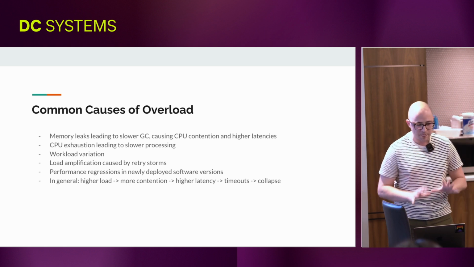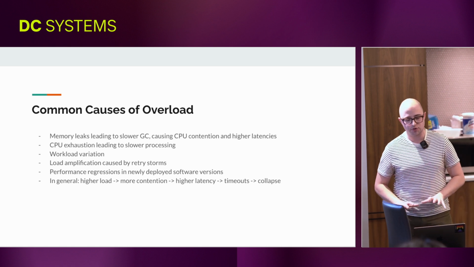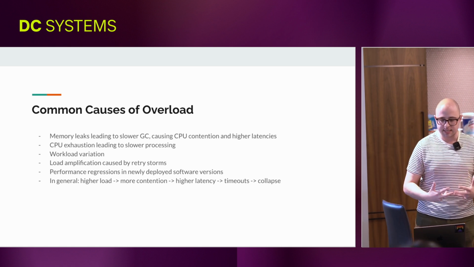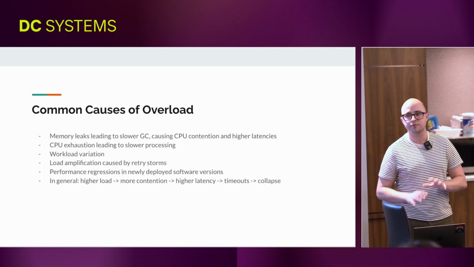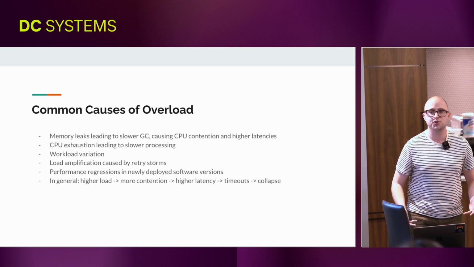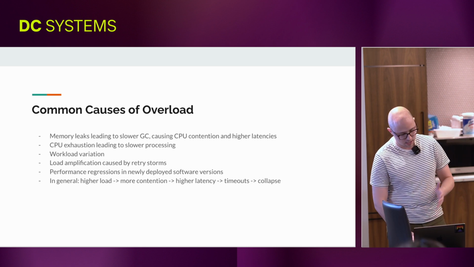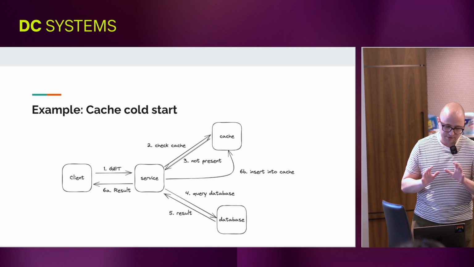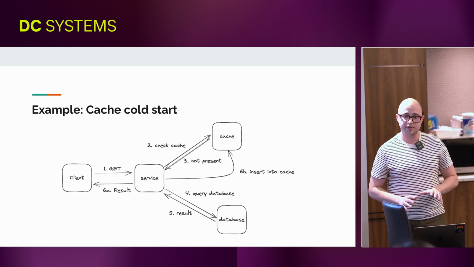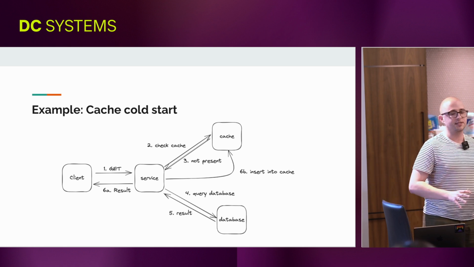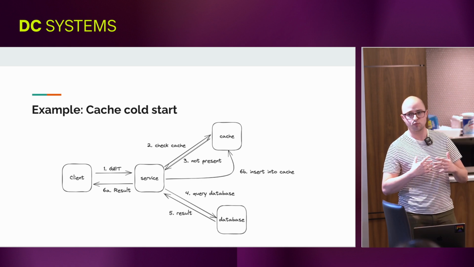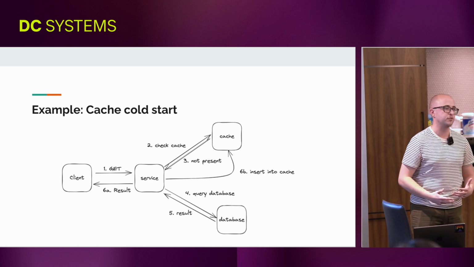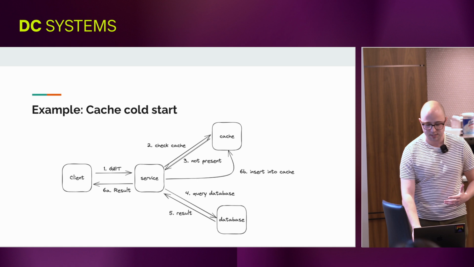So in general, higher load leads to more contention, which leads to higher latency, timeouts, and eventually, if it's bad enough, collapse, or congestion collapse, if you want to think of it in TCP. Specifically later, we're going to talk about retry storms and load amplification, because this is an example of a feedback loop, of a gray failure or a metastable failure, if you follow the academic literature in this space.